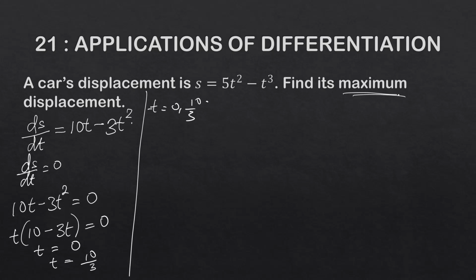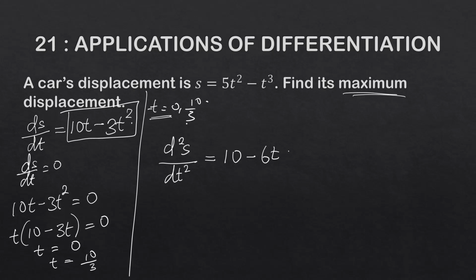So let me take the second derivative. I'm going to go back to this one and differentiate it again. So d squared x over dt squared is going to be equal to 10 minus 6t. Now, I have already found t to be 0. So let me substitute t equals 0, or let me substitute 10 over 3, into this equation and see what I'm going to get.